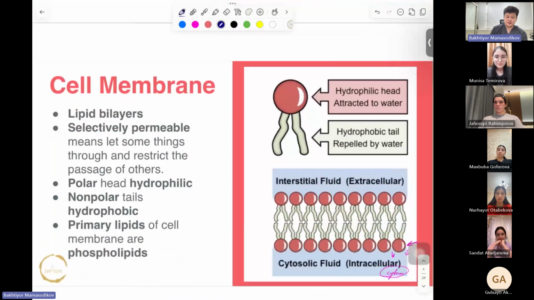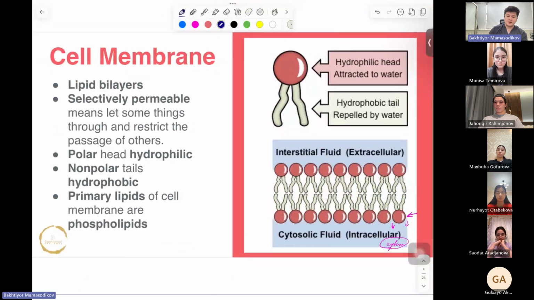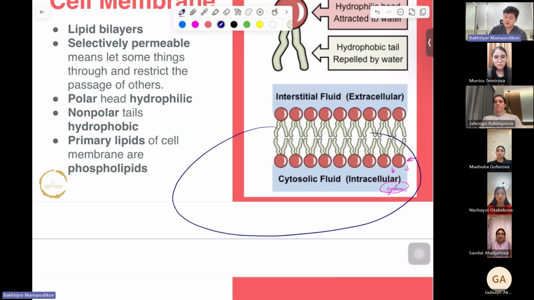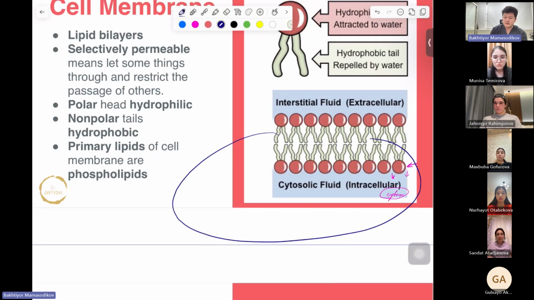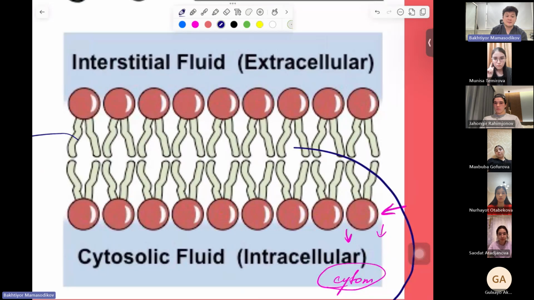So let's talk about the cell membrane. The cell membrane is the outermost layer of the cell. Imagine this is one cell, and I'm going to enlarge the cell membrane part here and explain it to you, okay? In the cell membrane, there is a lipid bilayer. So it contains two layers of lipids.